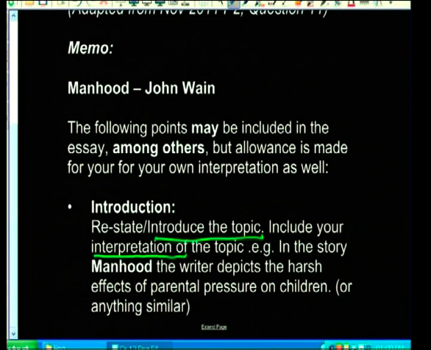For example, there's an example of a beginning. In the story, Manhood, the writer depicts the harsh effects of parental pressure on children, or anything similar. You've got to create an introduction that is relevant and very precise.